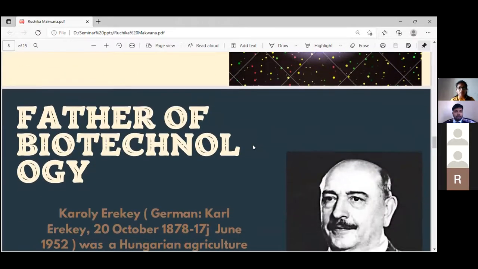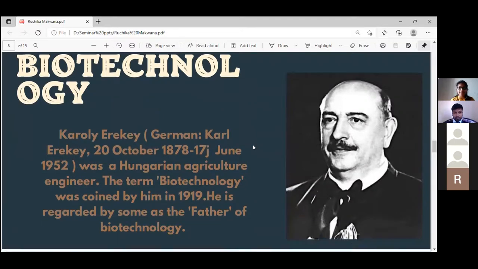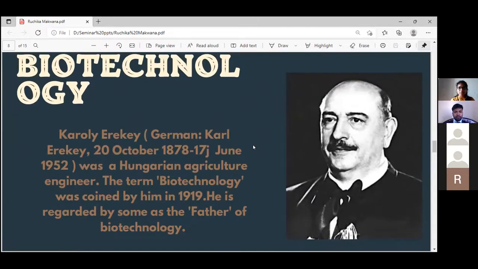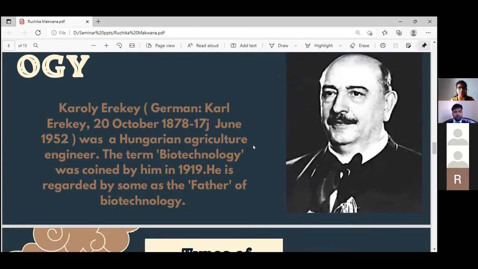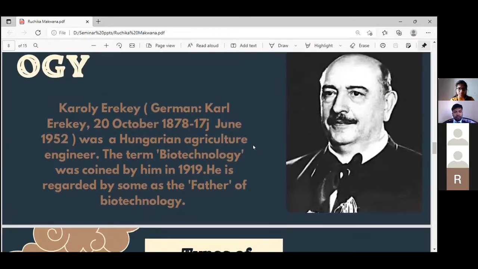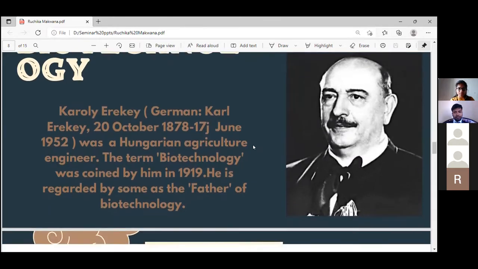Then, the father of biotechnology, Karl Ereky. Karl Ereky is the one who coined the term biotechnology, in 1919. At the time, he was a food minister in Hungary, working on the biotechnology of meat, feed, and milk production on a large-scale agricultural farm. He described biotechnology through his book and stated how raw material can be converted to useful products. Therefore, he is called the father of biotechnology.